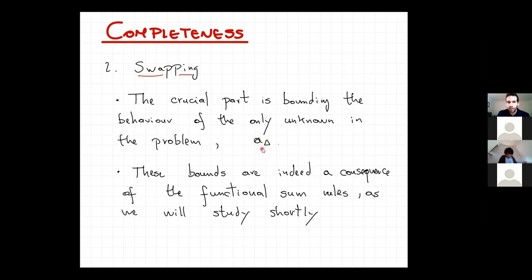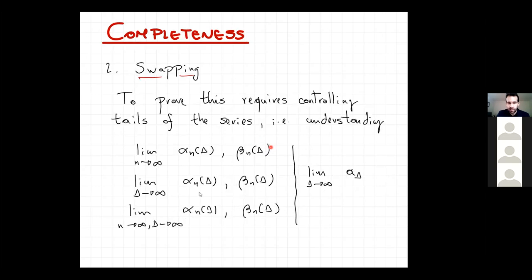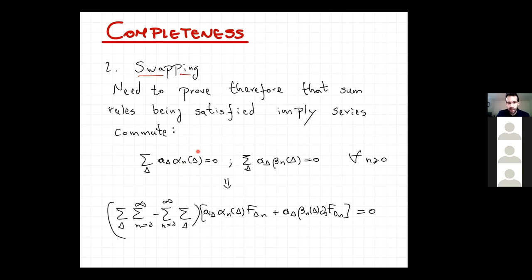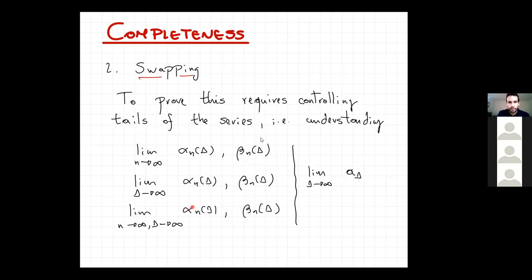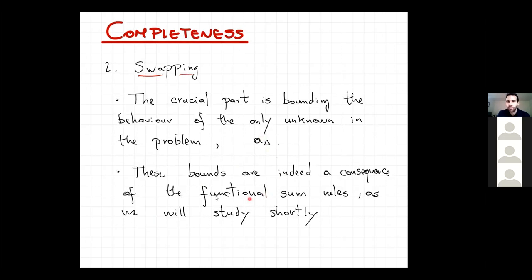Or rather, what we should do is show that the vanishing of the sum rules implies a bound on this OPE density. This is the logic of our argument. We are trying to show that this implies this. So we need to actually show that this implies a bound on this, and this bound is sufficient to ensure that these sums commute. And so we will see that indeed these bounds follow as a consequence of the functional sum rules. And then there are some technical arguments, which I will not explain here, that prove that you can commute these sums.